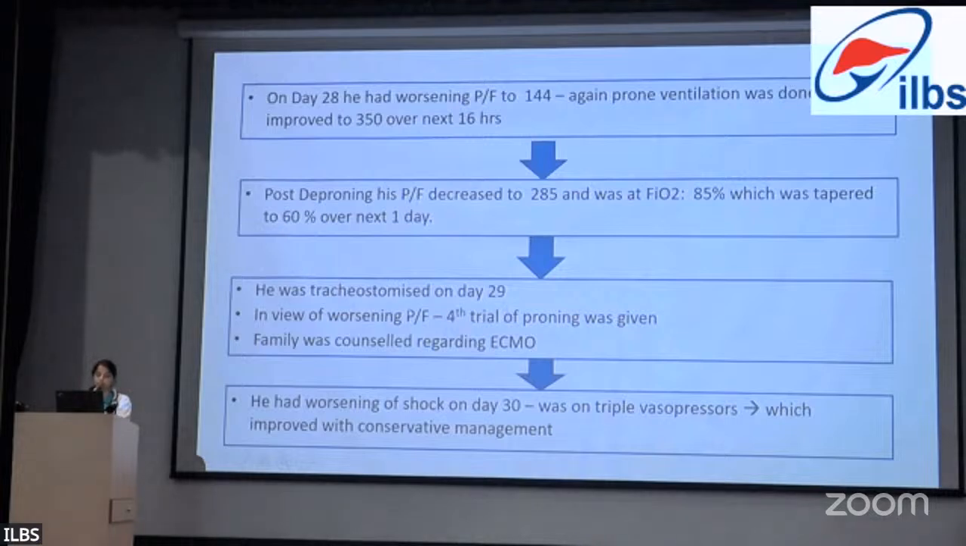So he was tracheostomized on day 29, and there was poor PF ratio, following which he received a fourth trial of proning. And ECMO was also given as an option, but the family could not move the patient to another setup. Therefore, ECMO could not be applied, and he had worsening of shock on day 30. There he was on triple vasopressors.